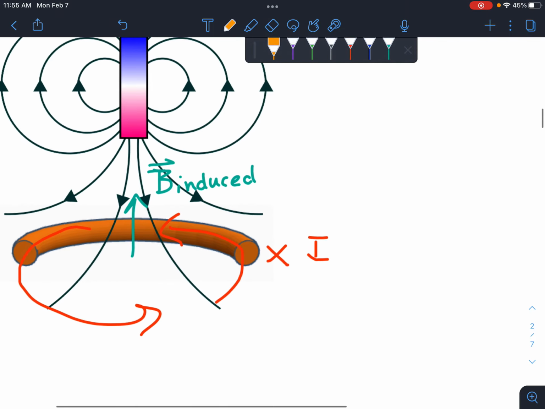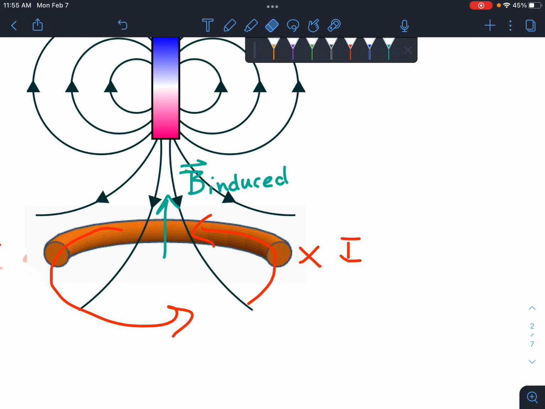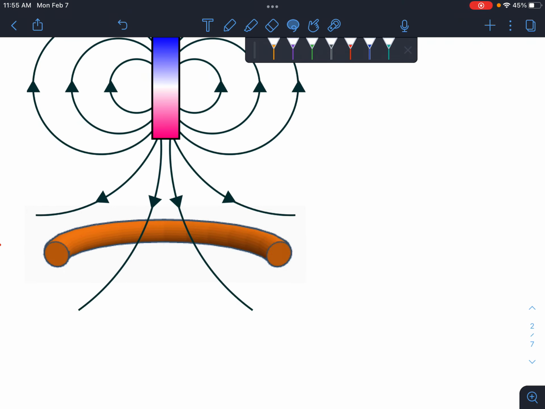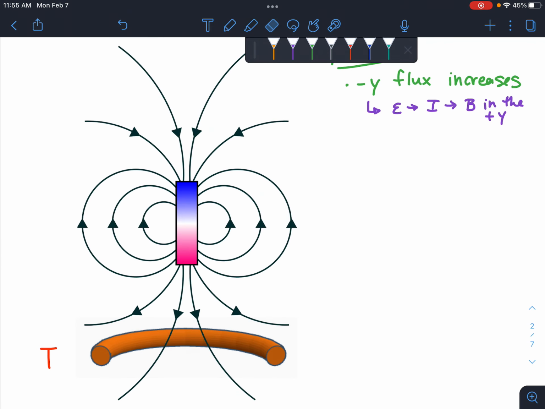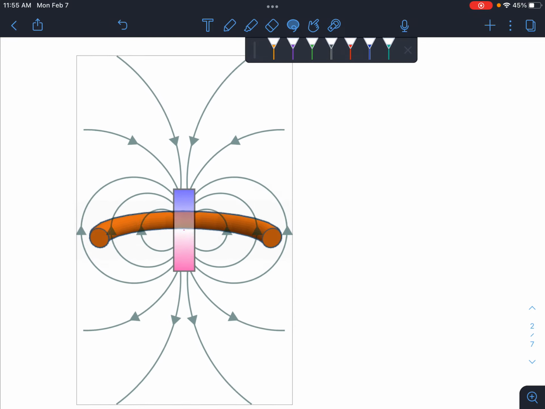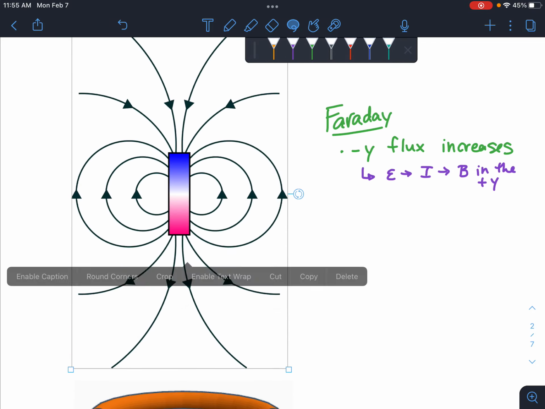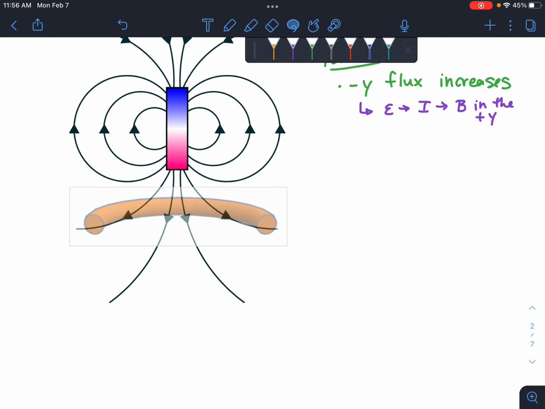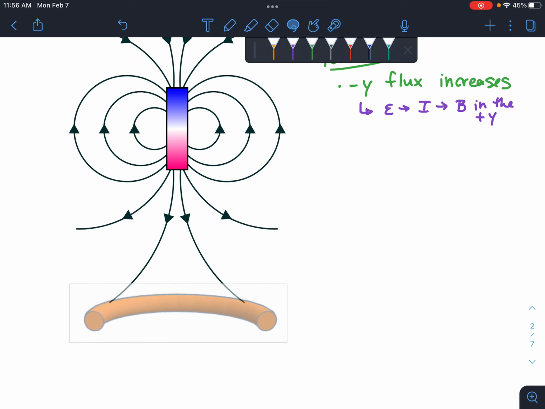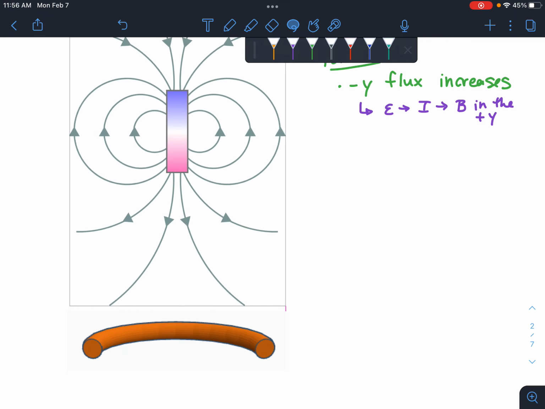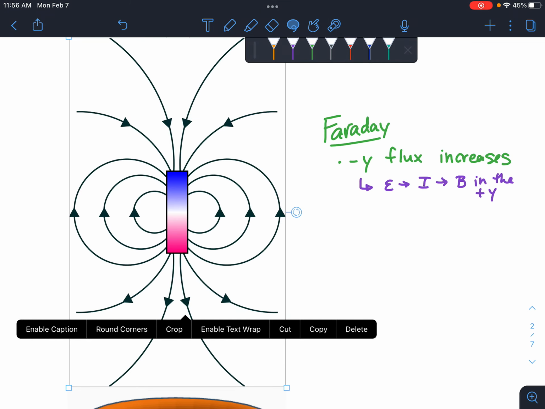Okay, so I'm going to erase my red magnetic fields, or my red current, and see what happens with just my forces. Now, I want you to imagine that this magnet moving downward is exactly the same as this coil moving upward. Do you see that? The coil moving upward is exactly the same as the magnet moving downward. Those are just like, whose side are you on kind of thing.